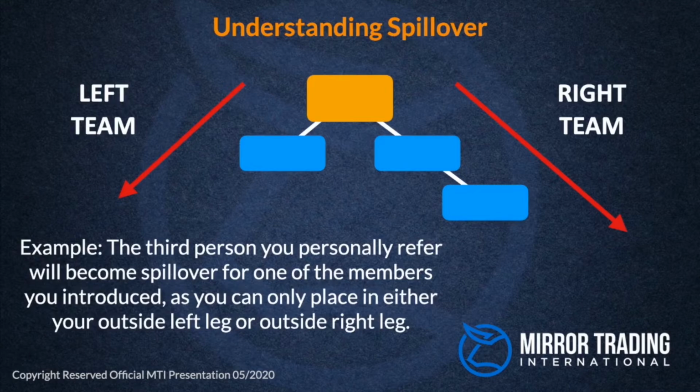The third member you personally refer will become a spillover for one of the members you introduced before, as you can only place on the outside of your left team or right team. Spillover will also occur when your sponsor or team members above you introduce new members. Spillover, however, is not guaranteed.